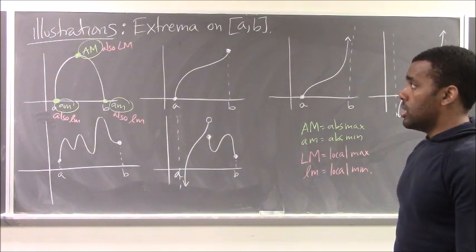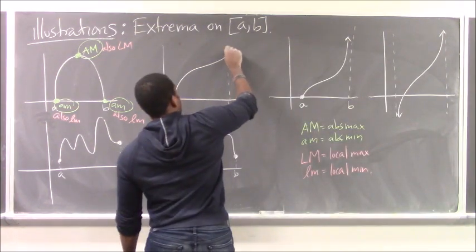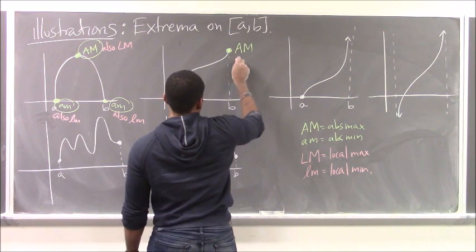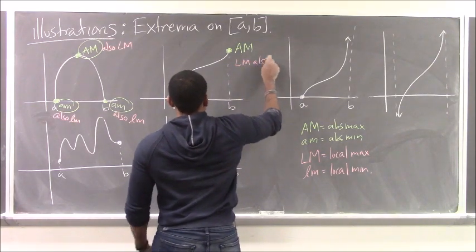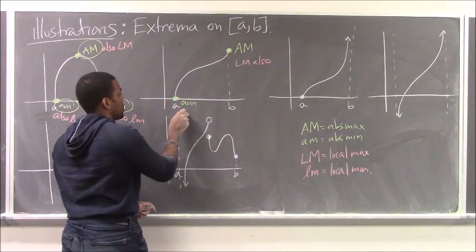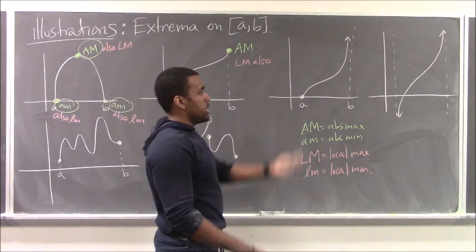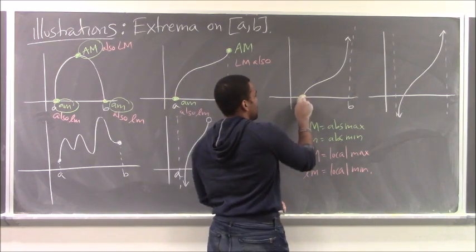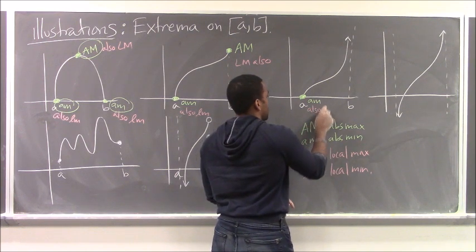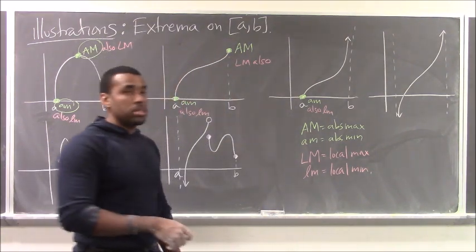Right. In this example, hopefully you've discovered that this one here is an absolute max. It's also a local max. And this one here is your absolute min, and it's also a local min. If you look at this one here, you'll notice that there is a local minimum here and an absolute minimum. And where is the absolute maximum?